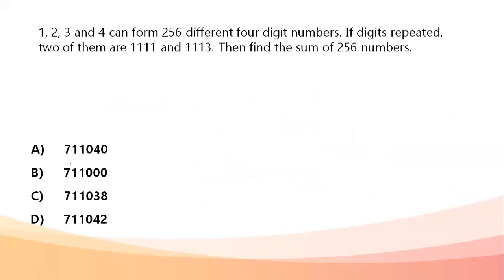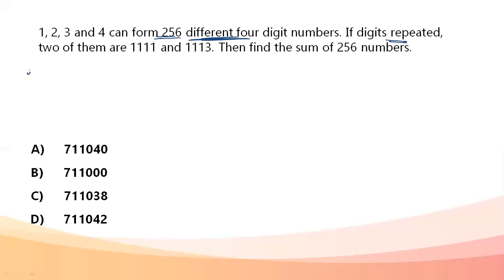Next question. 1, 2, 3, and 4 can form 256 distinct 4-digit numbers if digits are repeated. Two of them are double one double one and double one one three. Then find the sum of all these 256 numbers. Okay, so I'm going to go by the formula method.